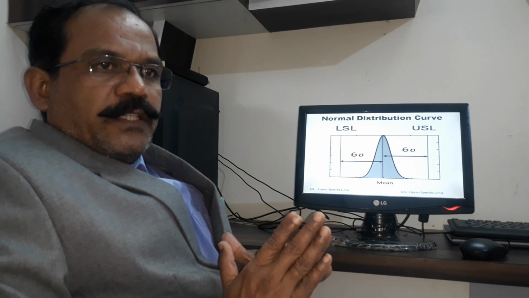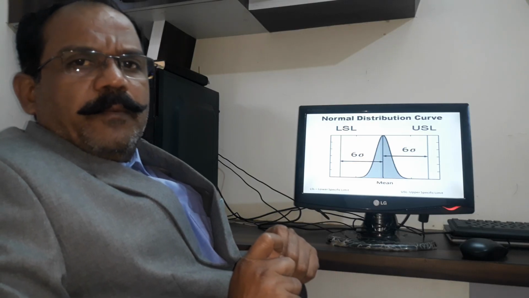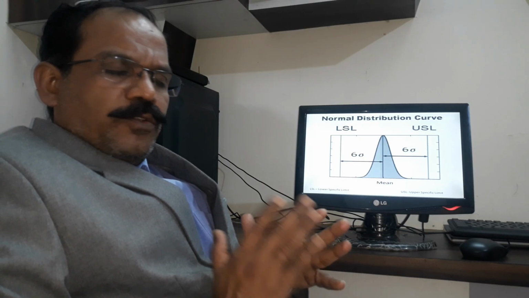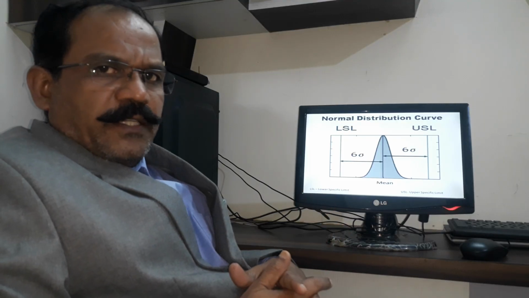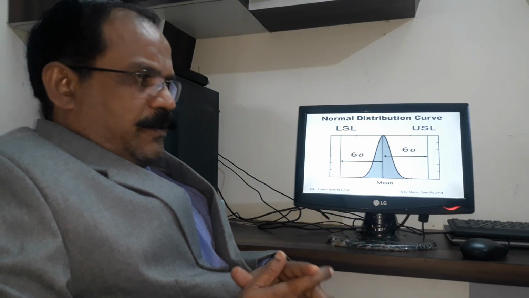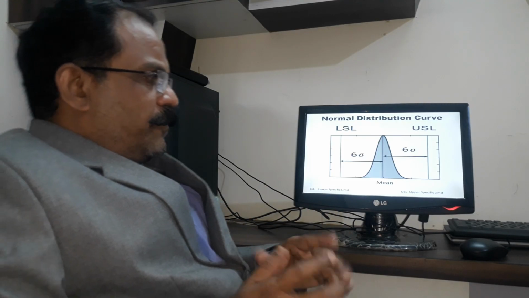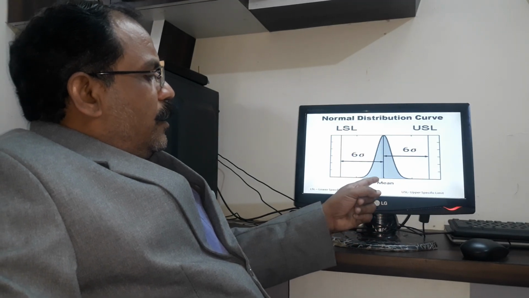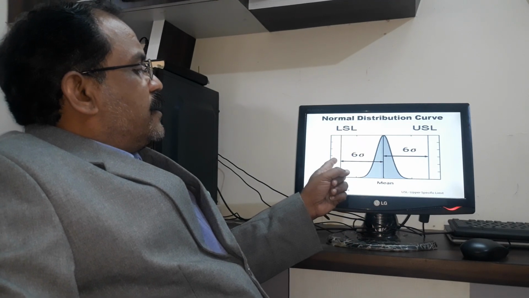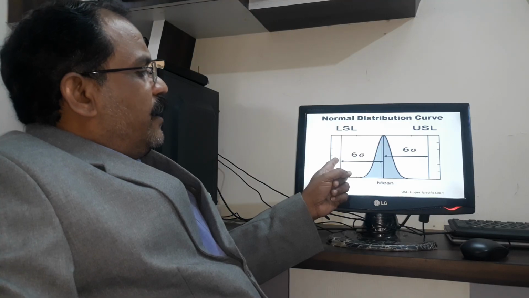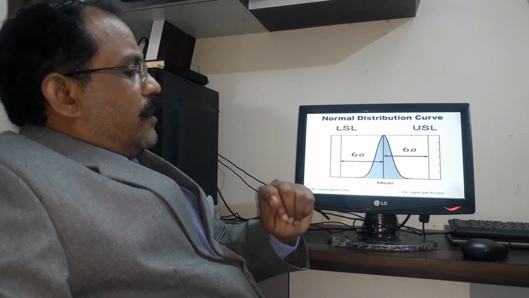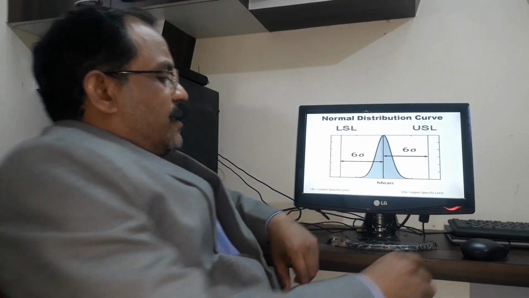We cannot manufacture an exactly 50 mm diameter shaft for a longer time. There is a variation, and there are so many reasons for the variation. We have already seen those variations, those errors. Therefore the product will fall either on the negative side, the lower side, 6 sigma, or on the positive side, 6 sigma.